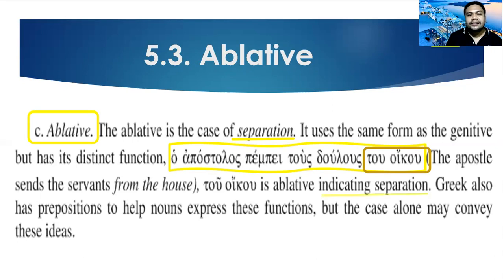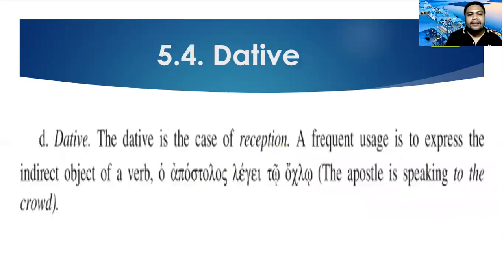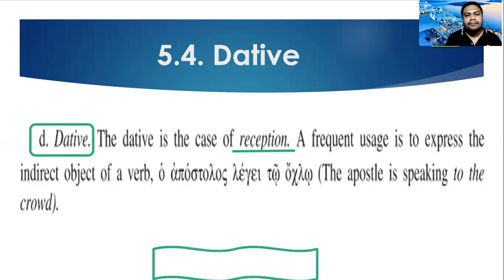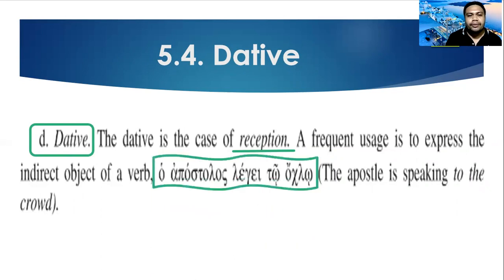Okay, let's proceed to the next one, which is the dative case. The dative is the case of reception. A frequent usage is to express the indirect object of the verb. Let's take a look at the example here: Ho apostolos legei tō ochlō. The apostle is speaking, legei is speaks, third person, to the crowd. So tō ochlō means to the crowd.